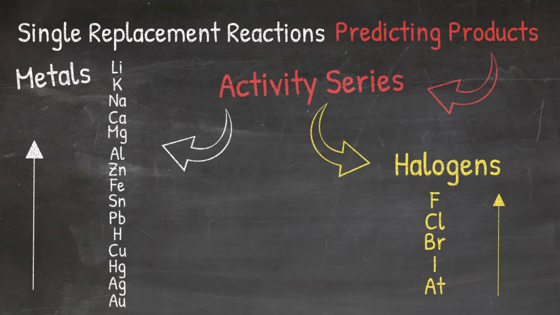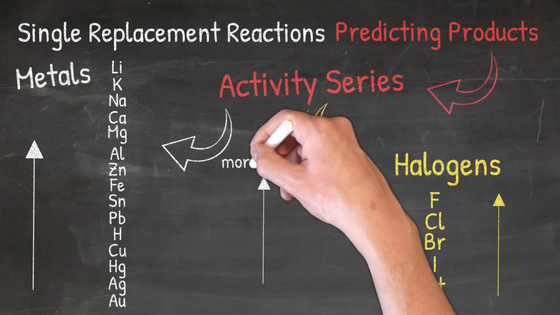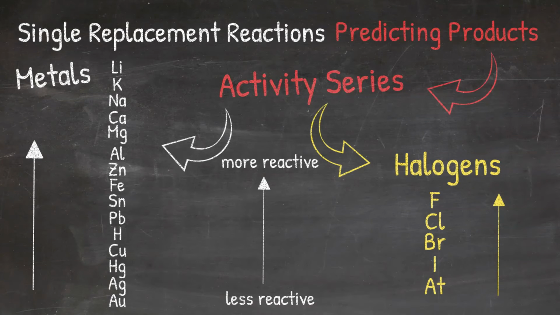The activity series shows the different elements ranked in order of increasing reactivity. As the arrows show you, the elements increase in reactivity as you go up the chart. So the elements at the top of the chart are more reactive than the elements at the bottom of the chart. The elements that are higher up will replace elements that are lower on the activity series.